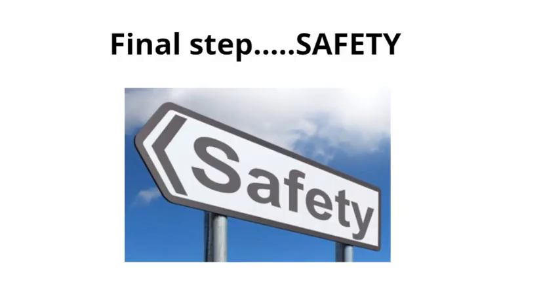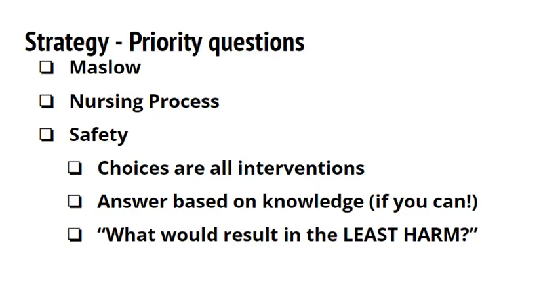So the final step of this 3-step process for prioritization is safety. Safety includes meeting the basic needs of your patients. How do we do that? Well, for safety questions, all of your answer choices are interventions. They're stuff that we're going to do to help them. You have to be able to know what those interventions mean and what would result in the least harm, or what would give us the most information, or what is one thing I can do for this patient that would help the patient the most if I can only do one thing. And that particular one is my favorite.